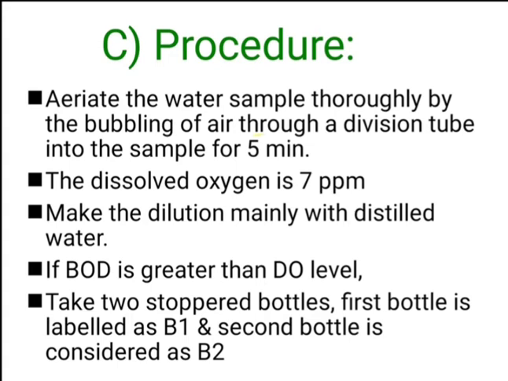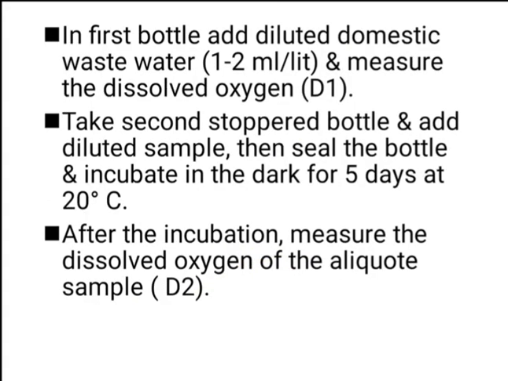And now take two stopper bottles. The first stopper bottle is labeled B1 and the second bottle is labeled B2. So now we have two bottles, B1 and B2. In the first bottle, add diluted domestic wastewater which we have prepared in the first section, part A. We have prepared the diluted water.